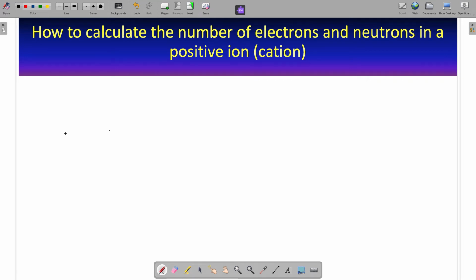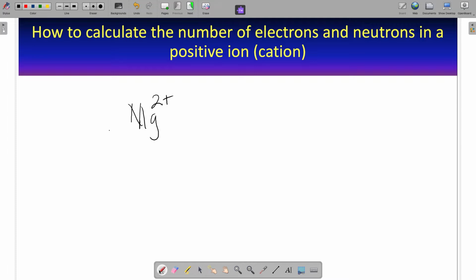In this lesson, we'll learn how to calculate the number of electrons and neutrons in a positive ion. And do recall, another name for a positive ion is a cation. Okay, so we want to calculate the number of electrons and neutrons in a cation. So an example of a positive ion is magnesium 2 plus.